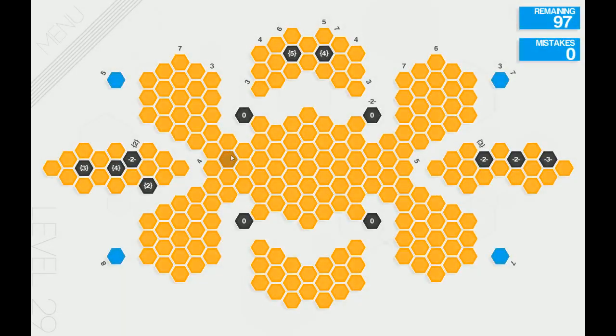Okay, we're going to start with our zeros first. It's always easiest to do. Alright, for our -2, we know the two have to be separated. We can eliminate the middle one. Now we can take care of some of the easy moves that are around that.